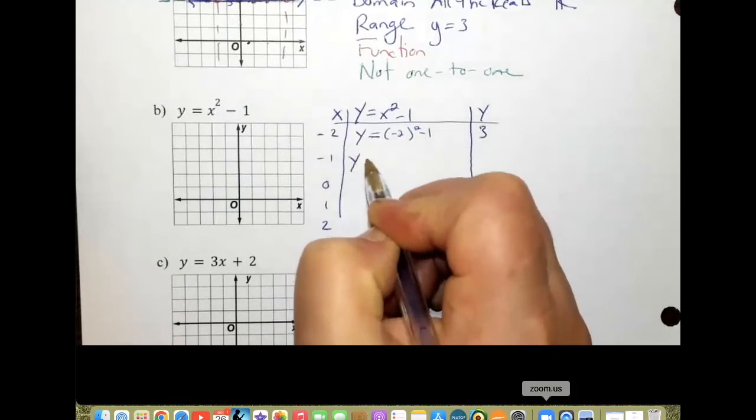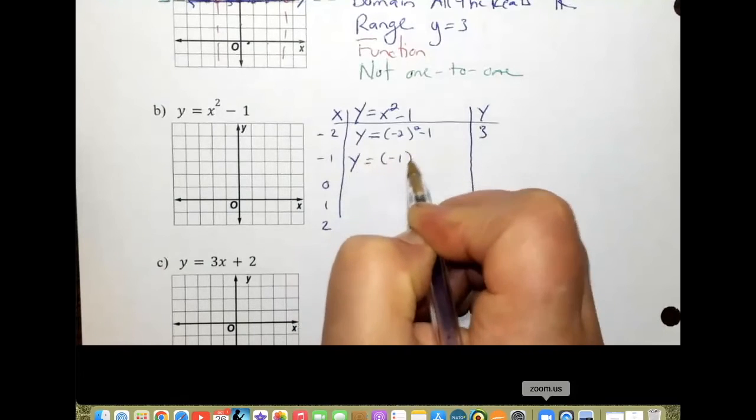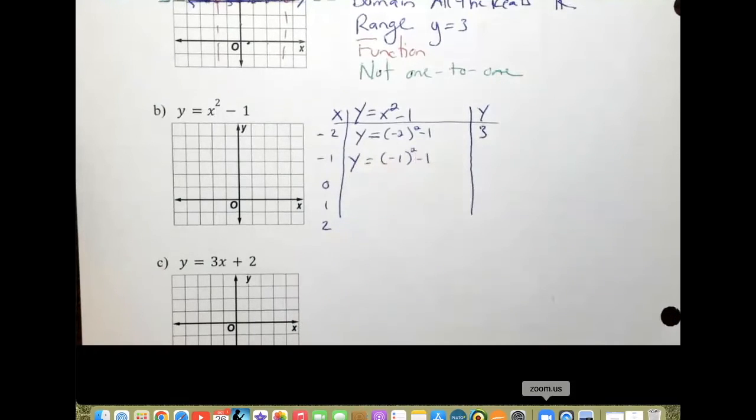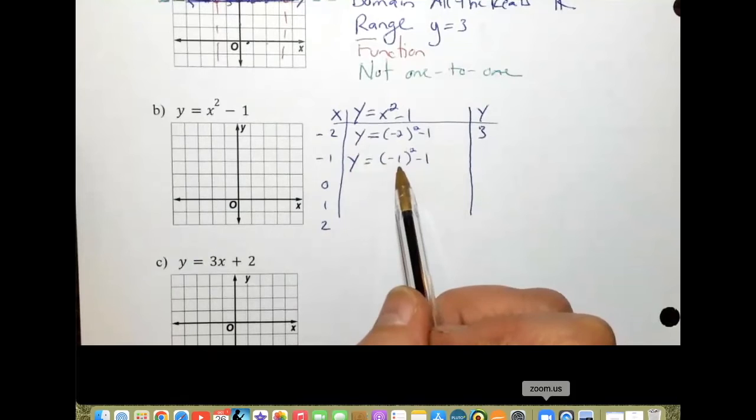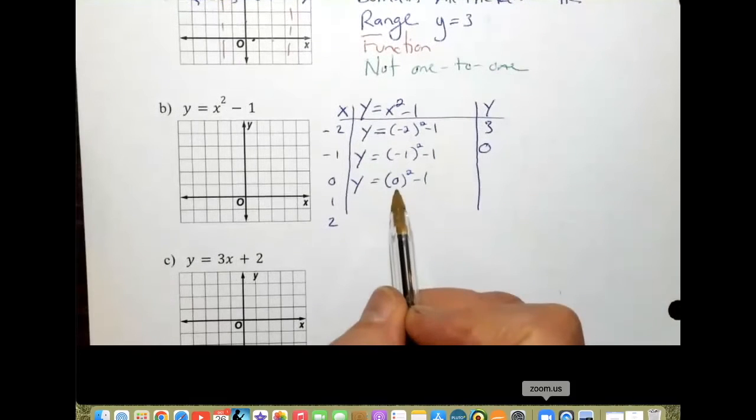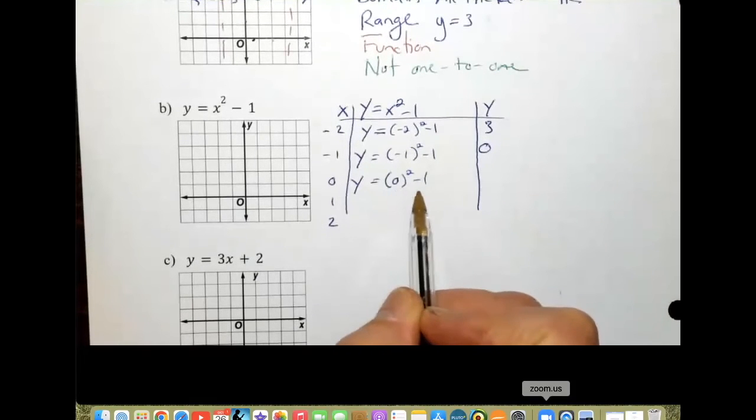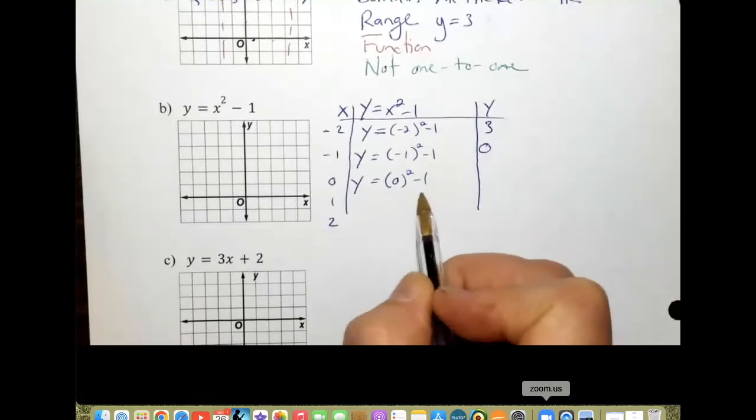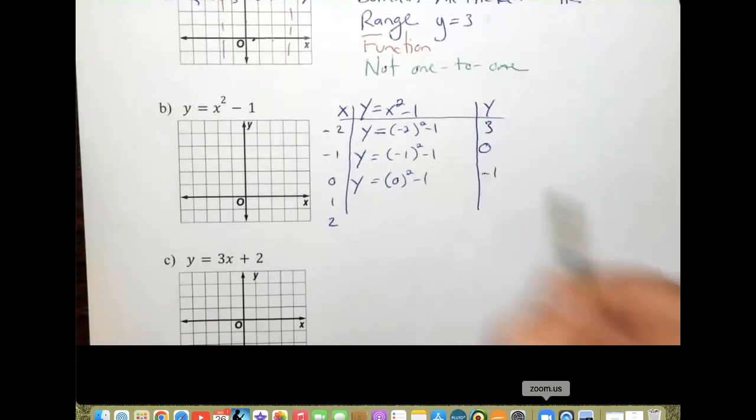That's right. We're going to take the same equation and substitute in those different x values. Negative 1 squared, 1. Negative 1 times negative 1 is 1, minus 1, 0. 0 squared is 0, minus 1, negative 1.